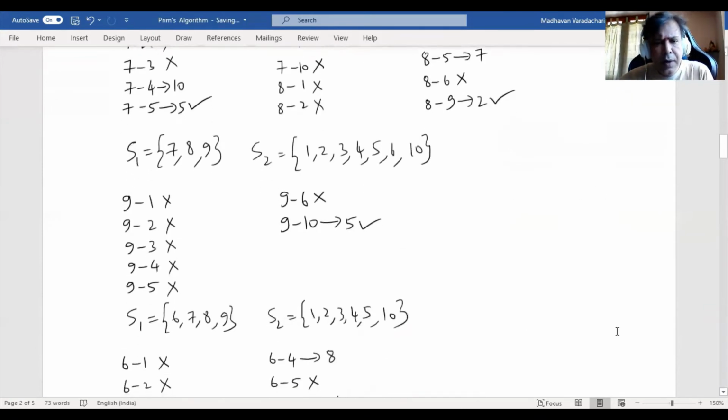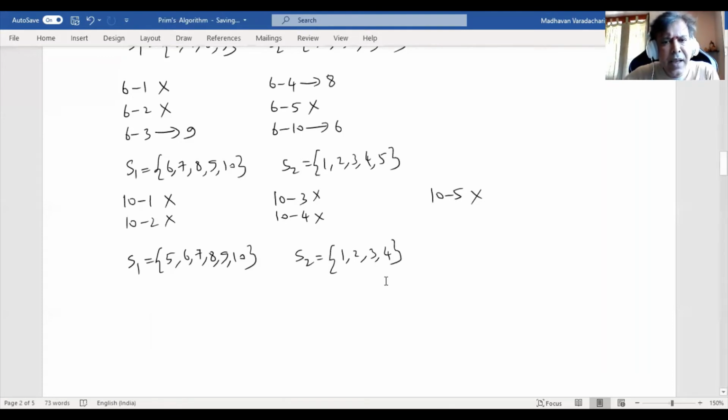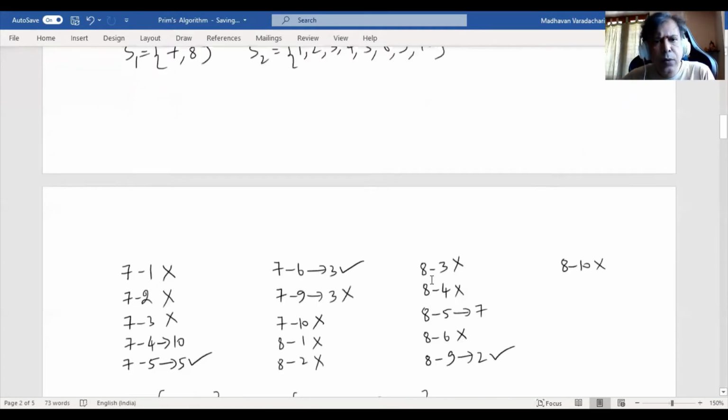So now our set 1 will have, apart from 6, 7, 8, 9, 10, we will also have 5. 5, 6, 7, 8, 9, and 10. Set 2 will have the balanced vertices 1, 2, 3, and 4. Now we already did everything except 5. So now we will do it for 5. 5 to 1, 5 to 2, then 5 to 3, 5 to 4. Do we have 5 to 1, 5 to 2, 5 to 3, 5 to 4?